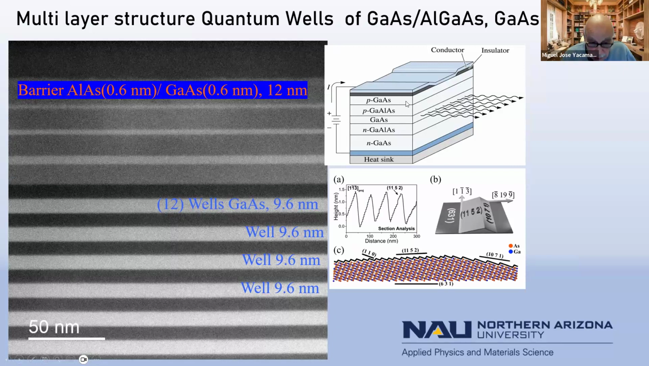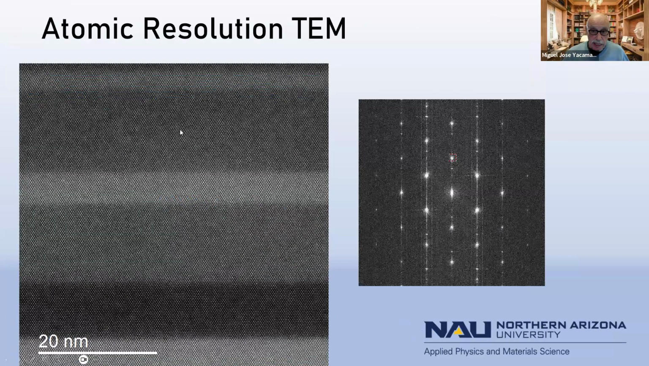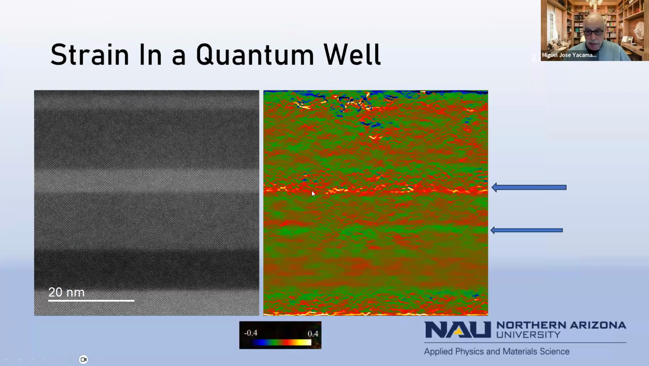Now, when you do electron microscopy, you see the atoms directly. You see the structure through diffraction, and by measuring the space between atoms, you can determine strain. And this is a map. You can see below, yellow means a lot of expansion. Blue means a lot of contraction.